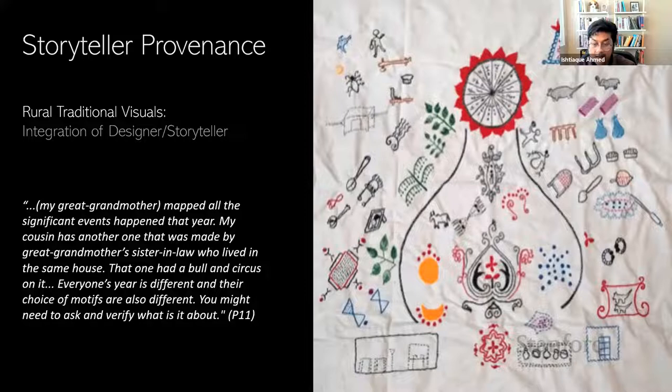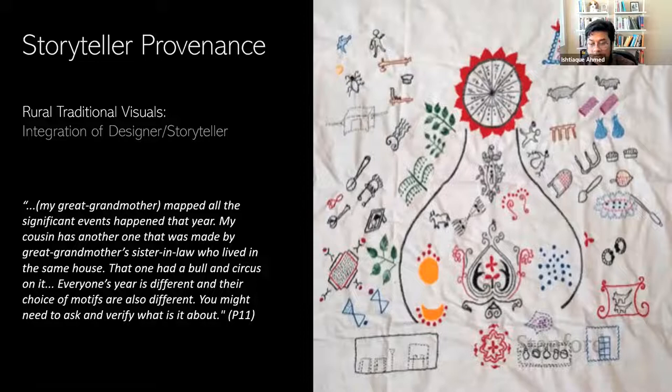For example, the Nakshikatha that we can see here now contains a year's worth of significant events as explained by a housewife. The participant informed us that the year would look different in someone else's Nakshikatha since the relative significance of the events, shape and the size of the object and design sensibility would vary from person to person.